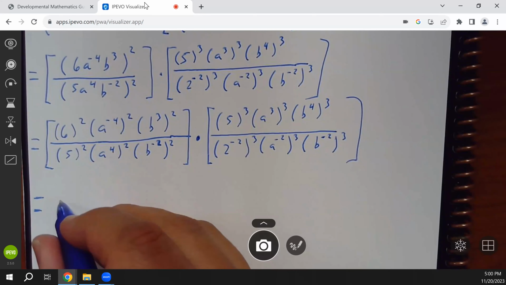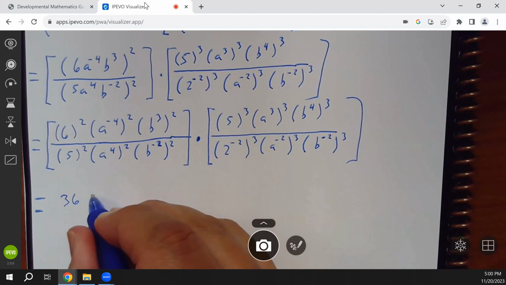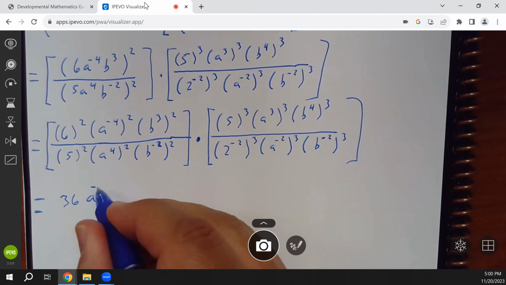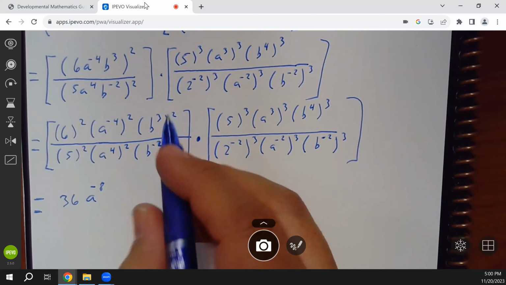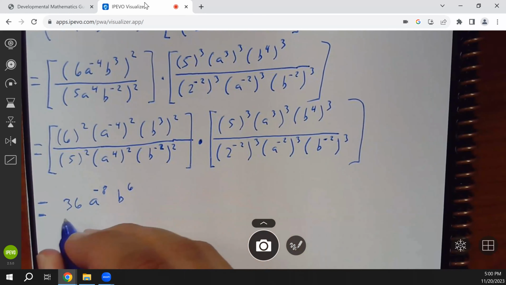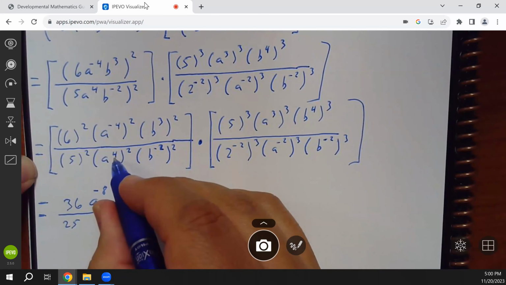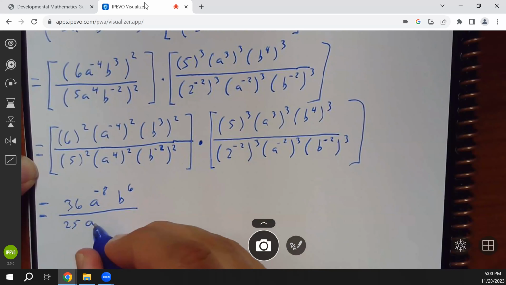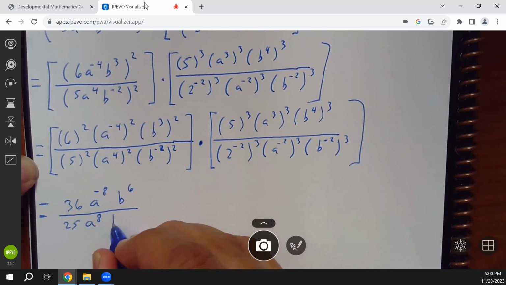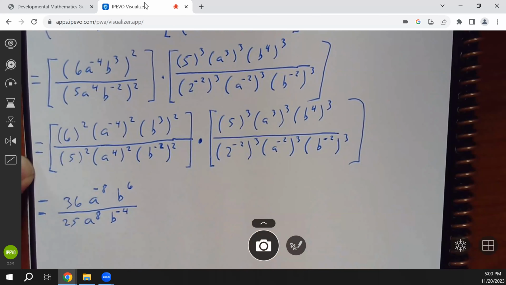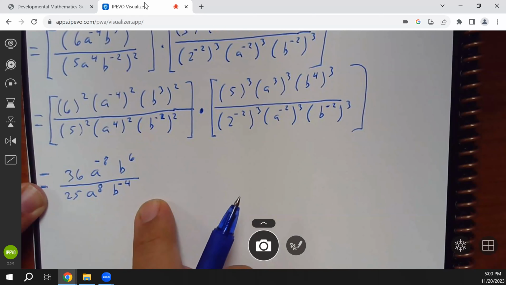6 squared. e to negative 4 squared. You agree it's gonna be negative 4 times 2, right? 3 times 2 for the b. Starting to look a little better. 5 squared. 4 to the 2 will be 4 times 2. b to negative 2 times 2, negative 4. Cool with this first part here? See where the numbers came from?